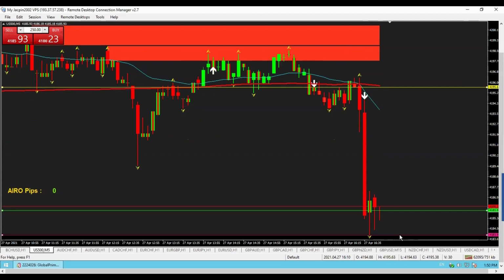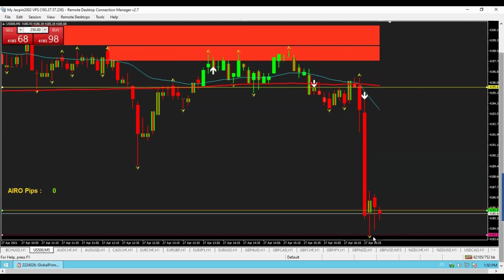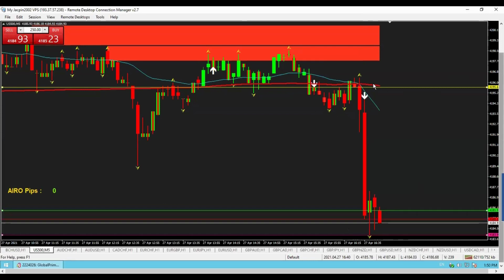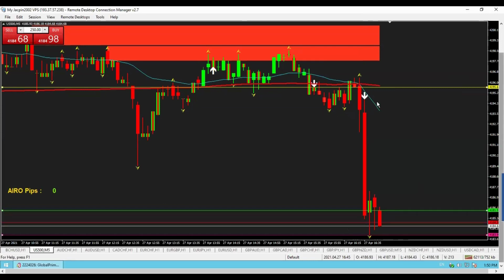Wait for the breakout here. Wait for the breakout. Price is below this 200. All right. While price is below the 200 and below the AIRO MA, it has to be under both of them. Okay. Wait for the price to close below this line. Got to close below it. Once it closes, you can take your trade and scalp.